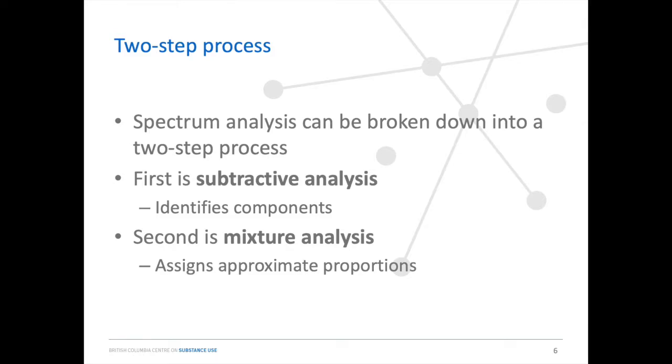Each analysis can be broken down into a two-step process at its most basic level. The first is called a subtractive analysis. During this step, we progressively subtract reference compounds from our measured spectrum, sequentially identifying ingredients in the sample. The second is called mixture analysis. This step uses an algorithm in the OPUS software to assign percentages to each ingredient, providing approximate proportions of ingredients.